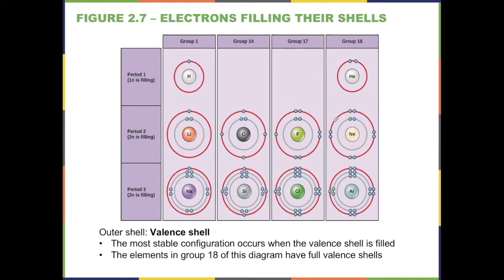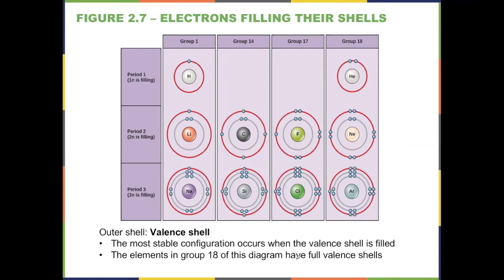Now, what's important for understanding how atoms interact with each other is this outermost shell. Depending on the element, that's going to be a different energy level. For the smaller ones, it's going to be the ones closest to the nucleus. But if you've got more electrons, then you're going to start filling these upper levels. Whichever one is the last one to fill and contain electrons is called the valence shell.